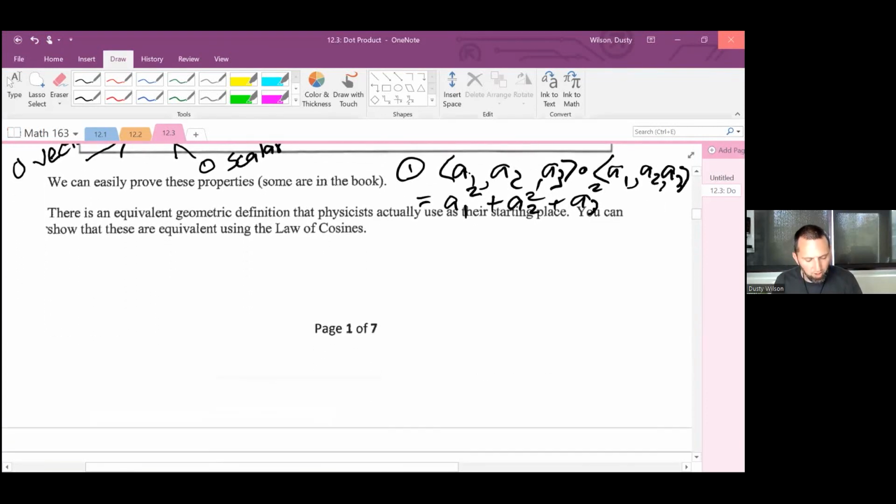So moving on. We can easily prove these properties. Some of the proofs are in the book. We're not going to go in too far.